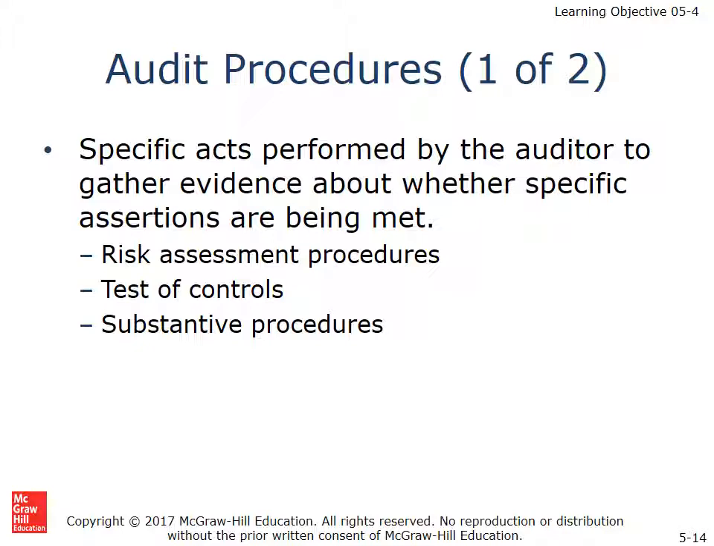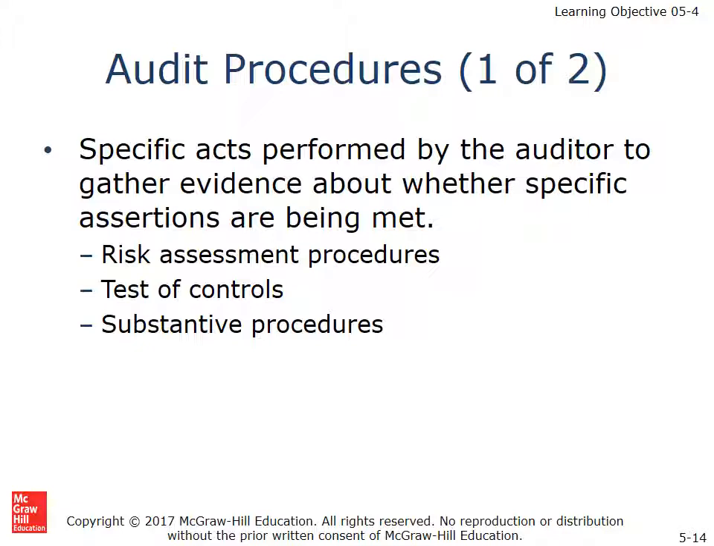Test of controls we use to test the operating effectiveness of the controls in preventing, detecting, and correcting material misstatements at the relevant assertion levels. And in the next chapter, we're going to talk in detail more about how you test controls. The last audit procedure is substantive test. And we're using these to detect material misstatements at the relevant assertion level. Substantive procedures include test of details and analytical procedures.